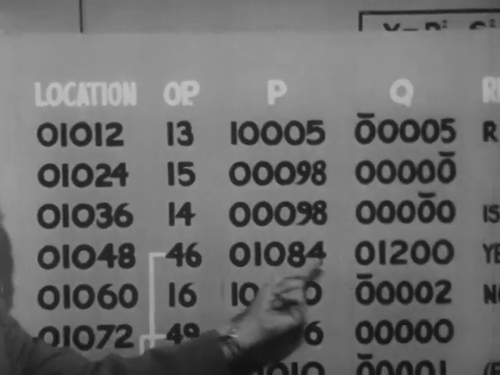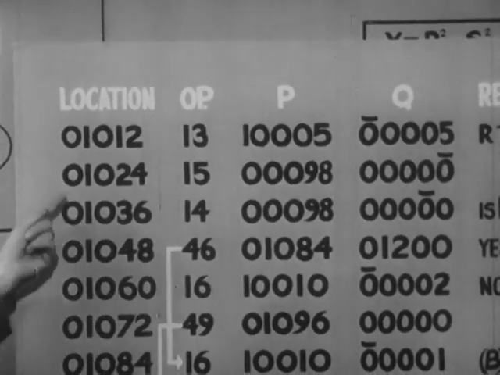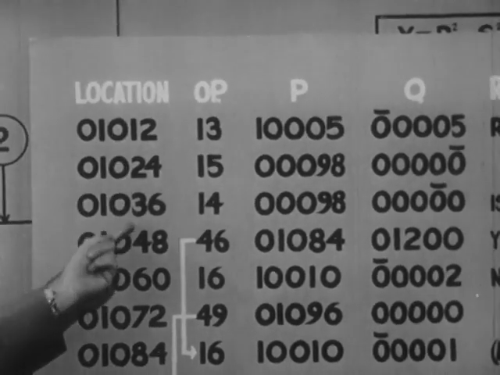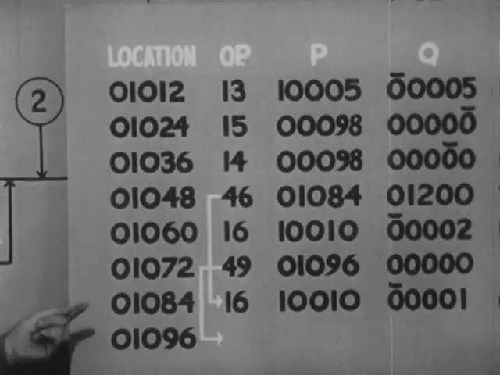Since each of these instructions is 12 digits long in this machine, they are located somewhere in storage at areas that are 12 digits apart.